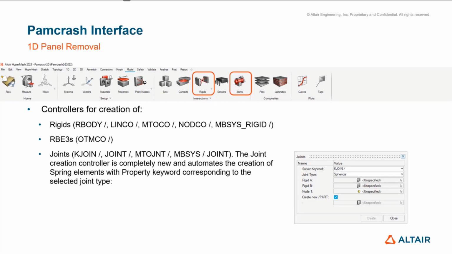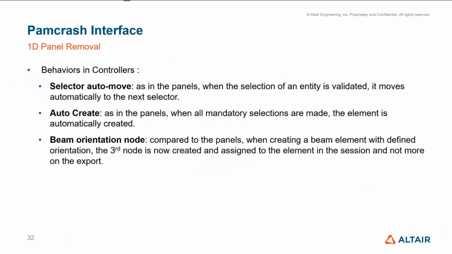And as for the Radioss profile, in the PAM-CRASH profile, we have added a completely new joint creation tool, which does, as for Radioss, a complete joint creation process, which is fully automated with the creation of the spring element, the property assignment, and the correct property card assigned to the element depending on the joint type selected. So that's more or less the same process as what I have exposed just before for the Radioss profile. Behavior of the controllers, same as for the others.